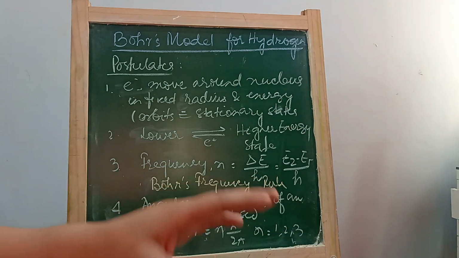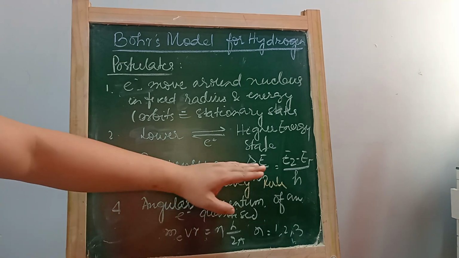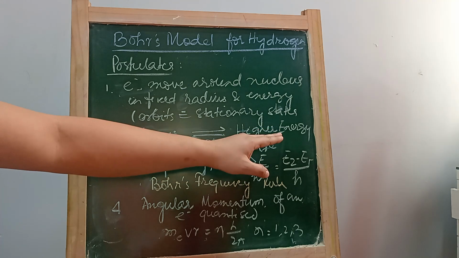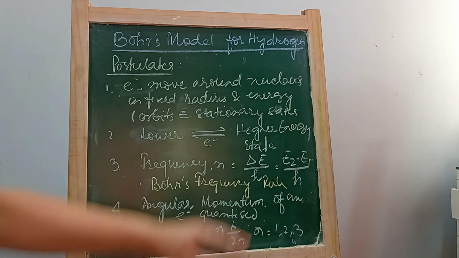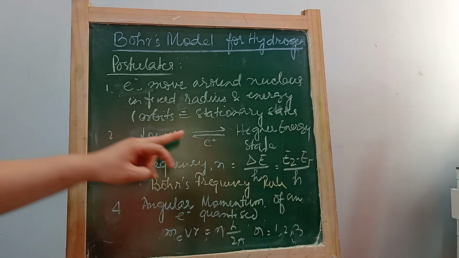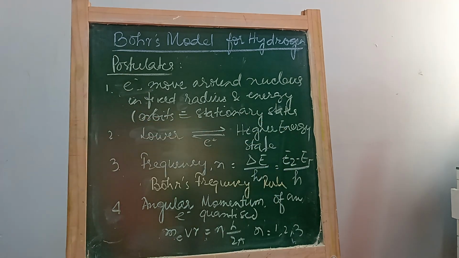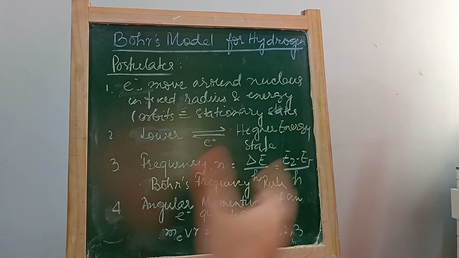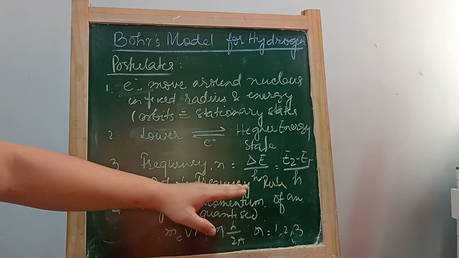It will emit electromagnetic radiation of fixed frequency or fixed wavelength, and it will be equal to the change in energy divided by Planck's constant, or delta E by h, where delta E is E2 minus E1. E1 is the energy in the lower state, and E2 is the energy in the higher state. The difference in energy divided by Planck's constant, which is 6.626 times 10 to the power minus 34 joule seconds. And this is known as Bohr's frequency rule.